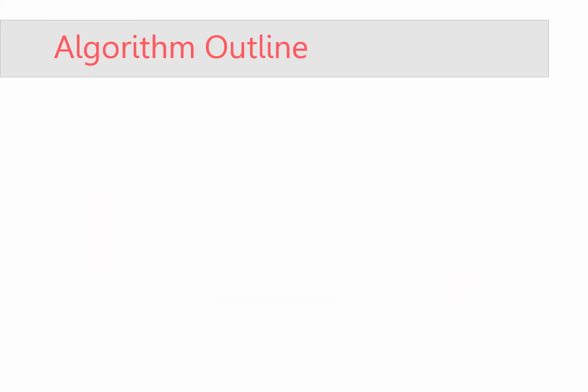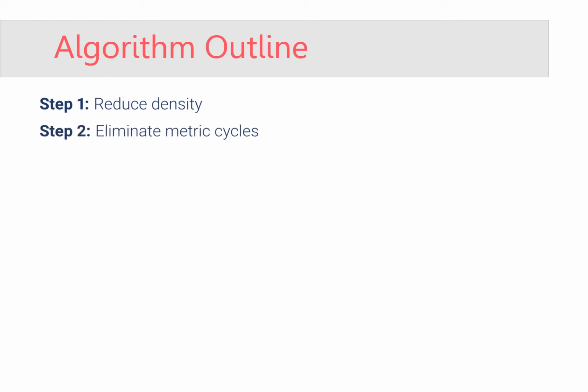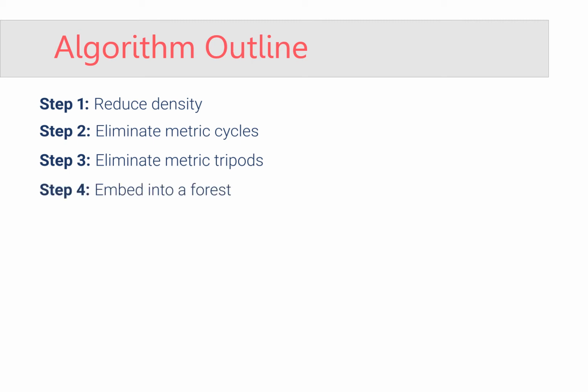Interestingly enough, this observation about the obstructions turns out to be quite fruitful, because elimination of these obstructions provides us with an algorithm. First, we reduce the density of a given graph. Then, we eliminate metric cycles in the resulting structure. Afterwards, the structure resembles a forest in a sense. We remove large metric tripods from this forest, embed the resulting graph into an actual forest, and then embed the forest into a line.